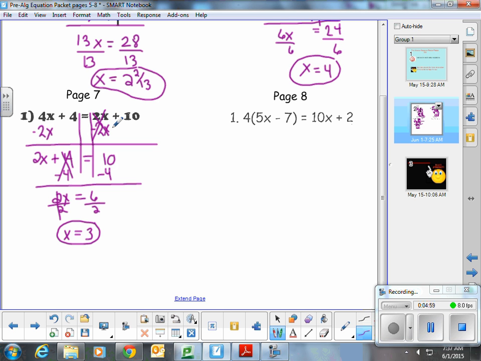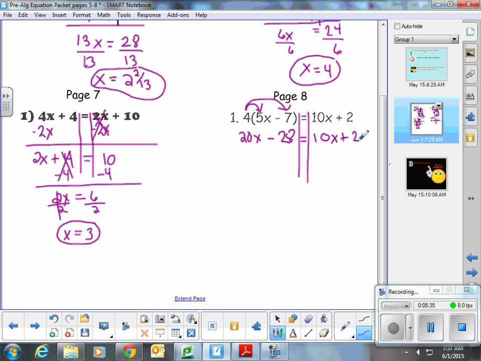All right? And then on to page 8, it's going to just put everything together. You're going to have distributive property and variables on both sides. Let's go ahead and start by using the distributive property. 4 times 5x is 20x. 4 times a negative 7 is negative 28, so I'm going to write minus 28, equals 10x plus 2. After that first step, now this equation looks just like page 7.